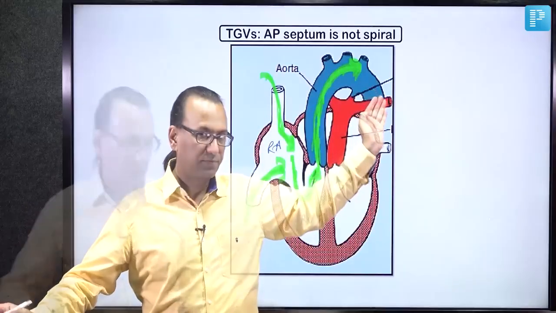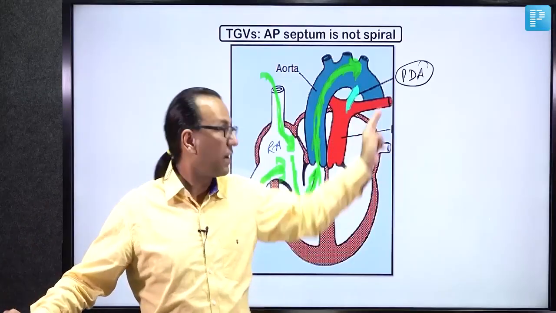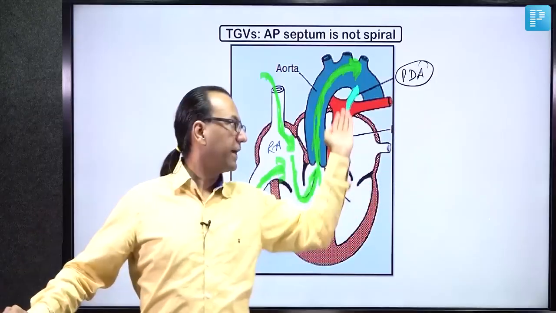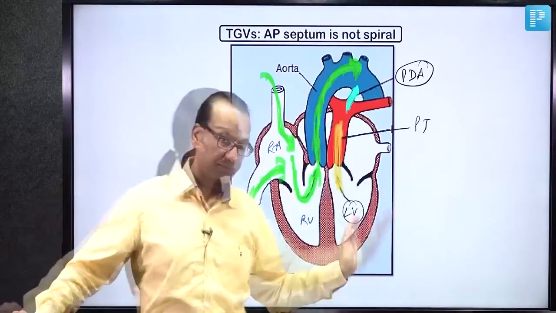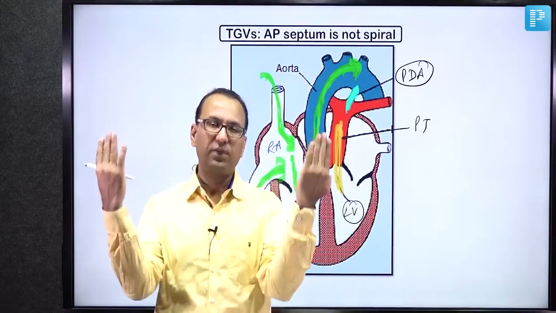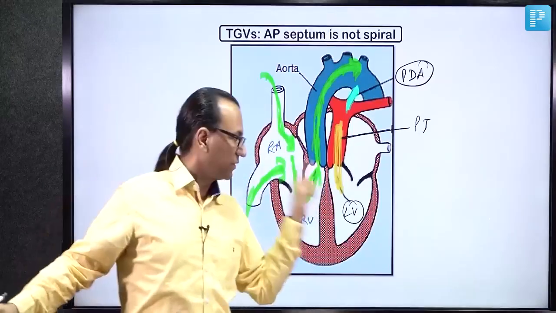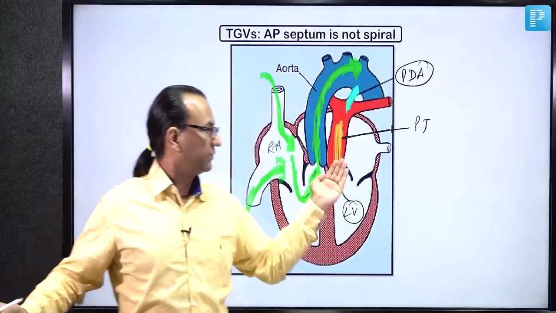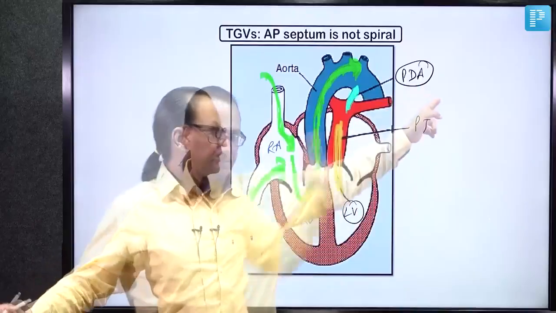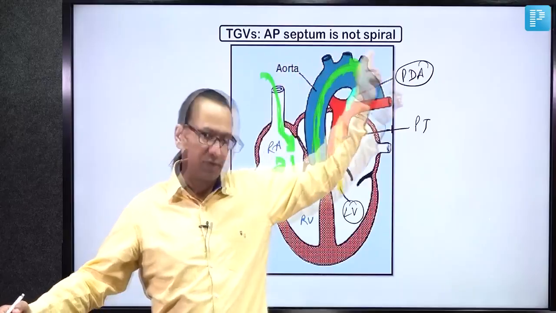If you want this baby to survive, then you must have some communication like a PDA. Patent ductus arteriosus can still send back some of the deoxygenated blood into the lungs for oxygenation. In this case, you see the pulmonary trunk is opening into the left ventricle and the ascending aorta opening into the right ventricle. The vessels are going straight. They are not transposed, which normally they should be if the AP septum was spiral. If the AP septum is not spiral, then they are straight and open into different chambers. If you want such a baby to survive, then you should have some communications like ASD and VSD and PDA, sending more and more blood towards the lung for oxygenation, and the baby might survive, but the baby will definitely have cyanosis.